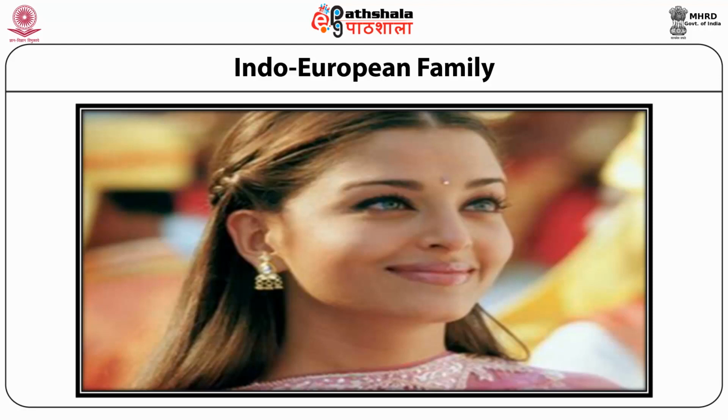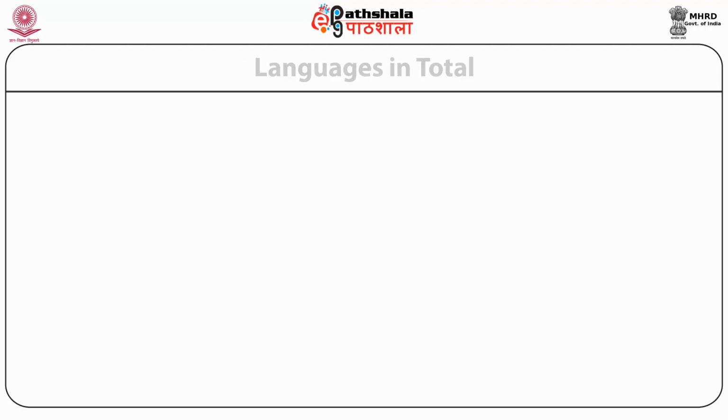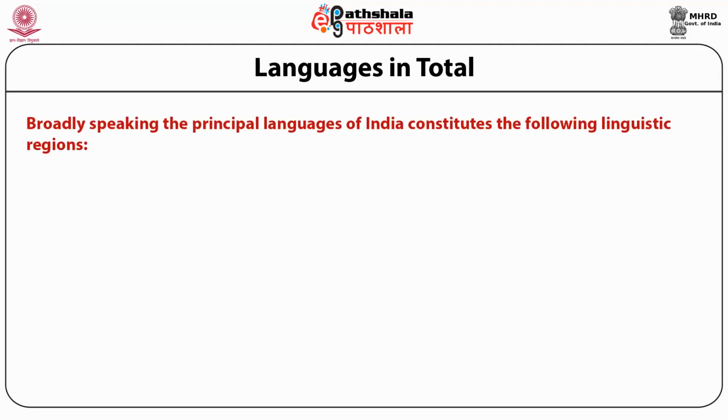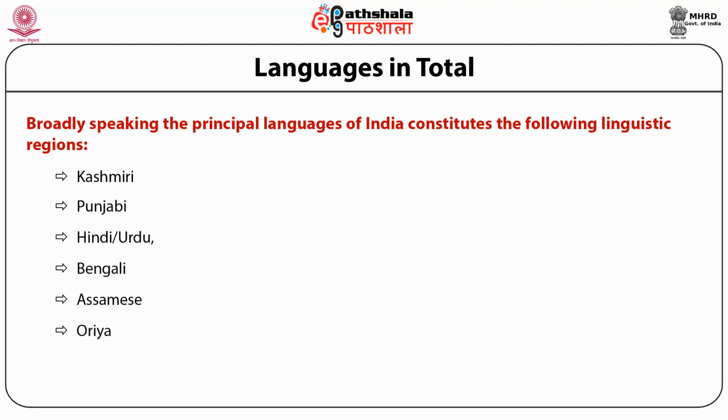Unspecified Indian Aryan tongues: Mahasu Pahari, Tharu, Kewati. Languages of India in total. Broadly speaking, the principal languages of India constitute the following linguistic regions. Number 1, Kashmiri, Punjabi, Hindi, Bengali, Assamese, Oriya, Gujarati, Marathi, Kannada, Telugu, Tamil, and Malayalam. Languages specified in Schedule 8 to the Constitution of India.